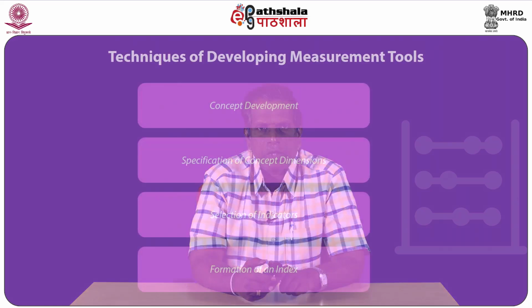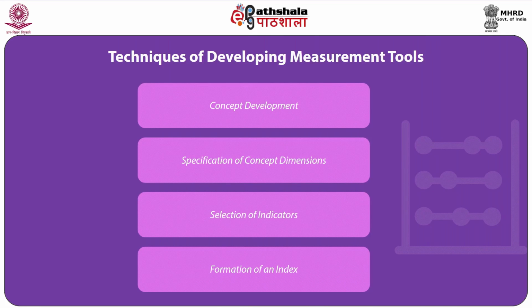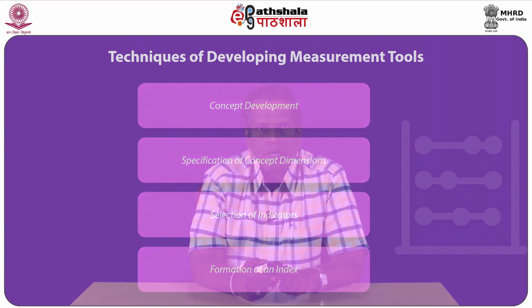Fourthly, formation of an index. In social science research, it is the general practice to form an index for some concepts based on the information gathered through indicators or items. This process is essential to present and interpret the concept as a single index when we have several dimensions or indicators to measure one concept.